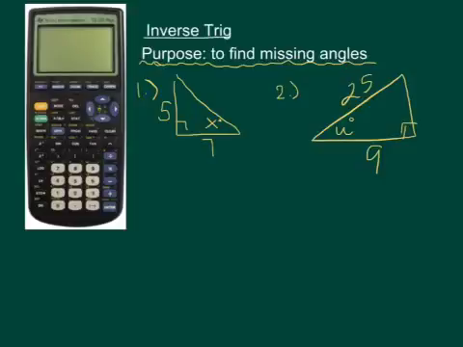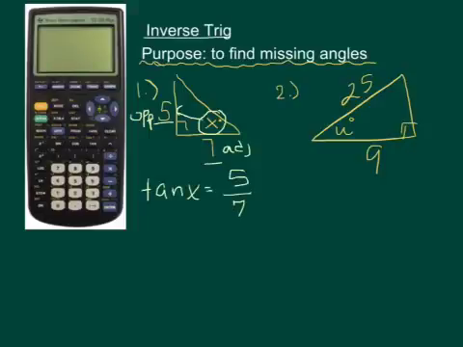So if you take a look at number 1, I'm given this x degree angle, and then I'm given 5, and I'm given 7. Well, if I look at x, 5 is my opposite side, and then 7 is my adjacent side. So that means if I'm using opposite and adjacent, I have to use tangent. So I'm going to say that tangent of x equals my opposite, which is 5, over my adjacent, which is 7. Alright, now, except I want to solve for x.